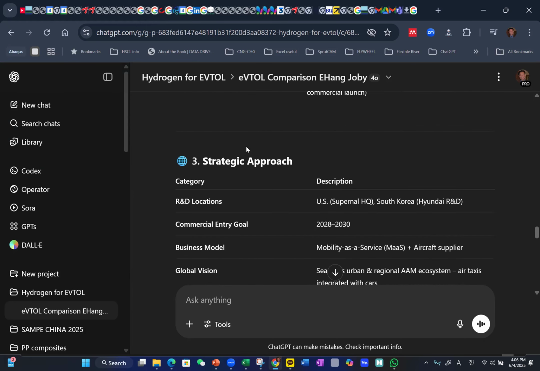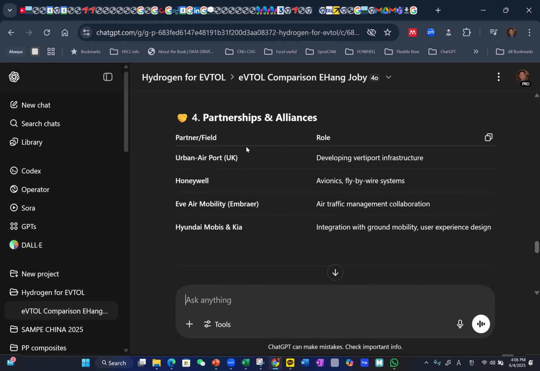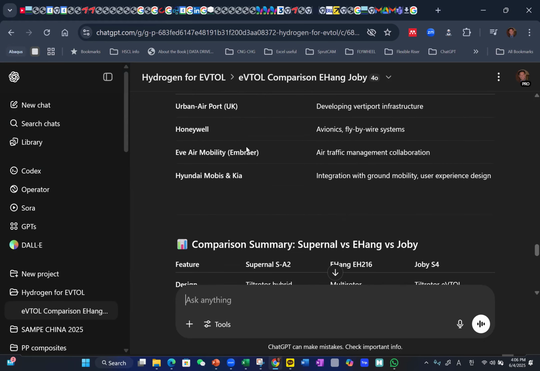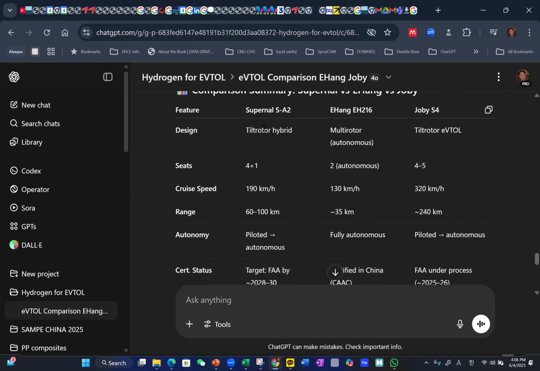I highly recommend you guys compare all the technology among these 3 eVTOLs. It's not difficult at all. You can collect most of the information by searching through AI tools or Google searches. So by comparison, again, as I mentioned, I emphasize that by comparison, you can understand very well. Now you have the Supernal S-A2 to compare with the EHang and Joby.